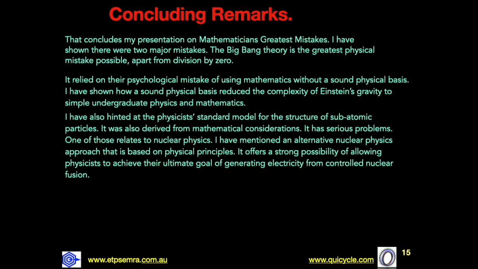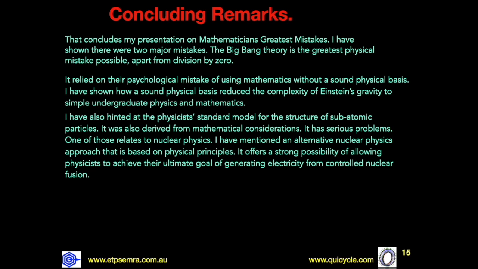That concludes my presentation on mathematicians' greatest mistakes. I have shown that there are two major mistakes. The Big Bang Theory is the greatest physical mistake possible. It relied on their psychological mistake of using mathematics without a sound physical base. I have shown how a sound physical basis reduced the complexities of Einstein's gravity to simple undergraduate physics and mathematics.